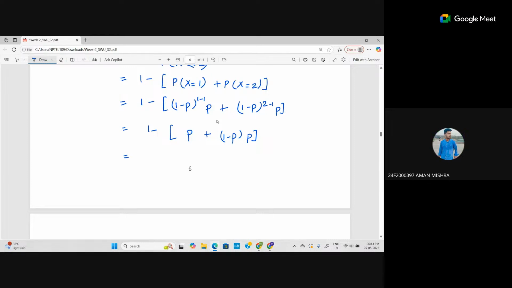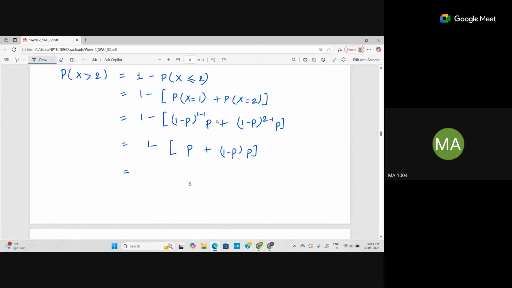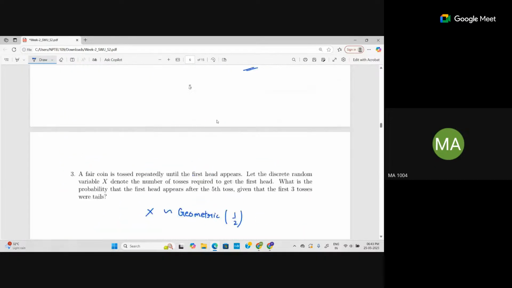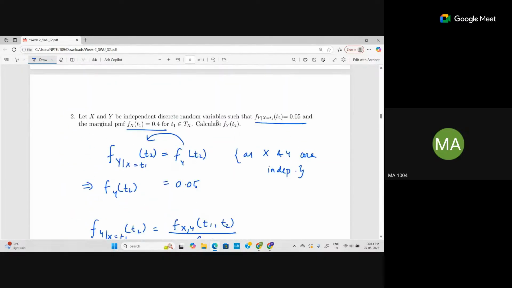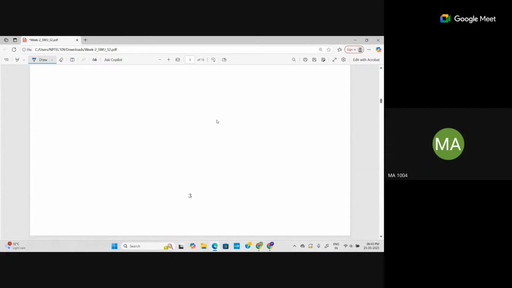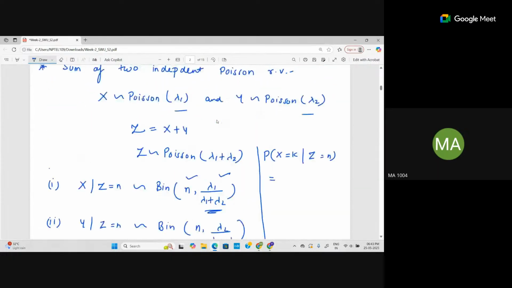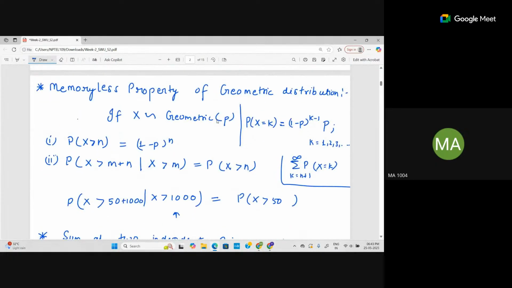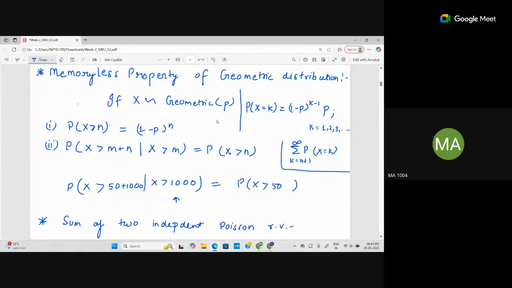Ma'am, why are we subtracting 1 from 1 and 2? See, this is the formula. This is the PMF. It is in the formula that k minus 1 should be there in the power of 1 minus p. Clear? Okay, that's why we are subtracting 1.